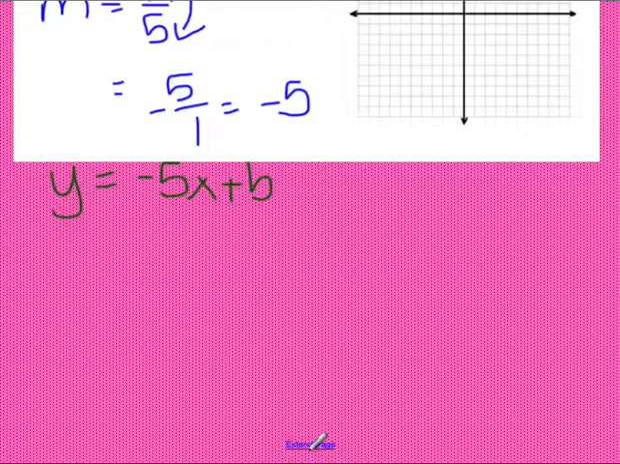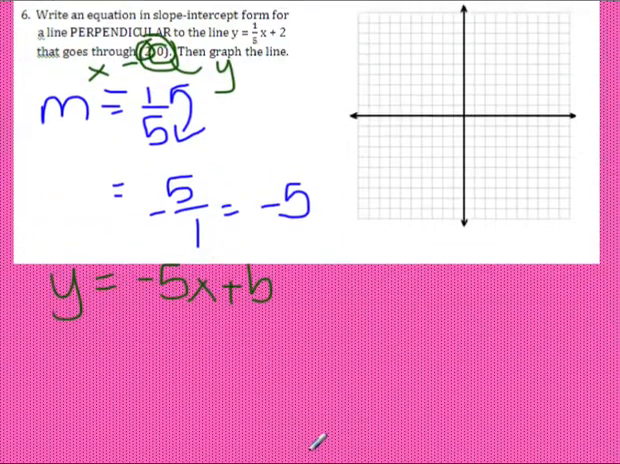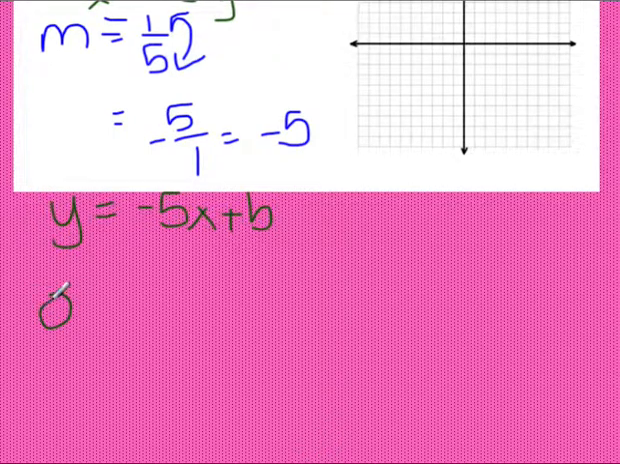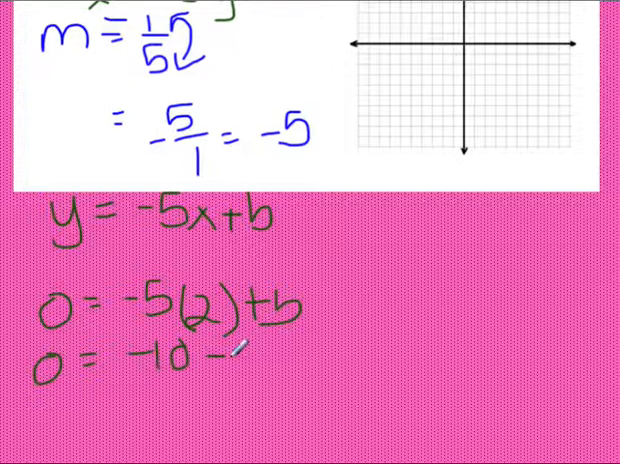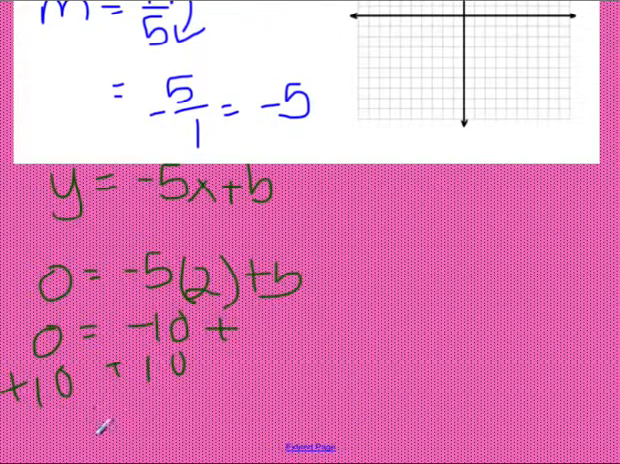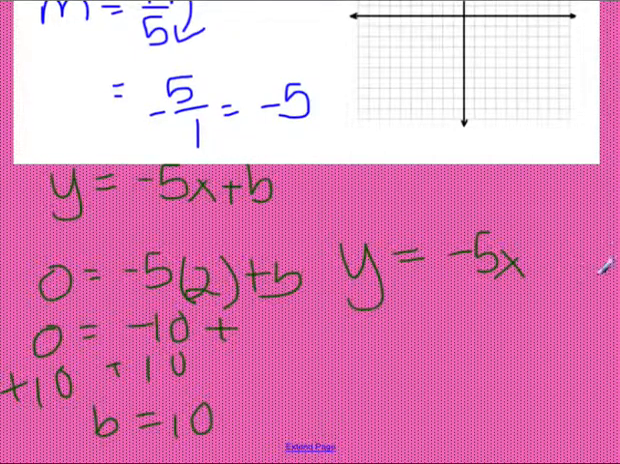So we can go ahead and plug it in. Okay, so we know y is equal to 0, so we have negative 5, and then my x is going to be 2, so I'm going to plug that in for x plus b. So then I get 0 is equal to negative 10 plus b. So then I'm going to add 10 to both sides, and when I do that, I get that b is equal to 10. So the line that I'm graphing is y is equal to a negative 5x plus 10.